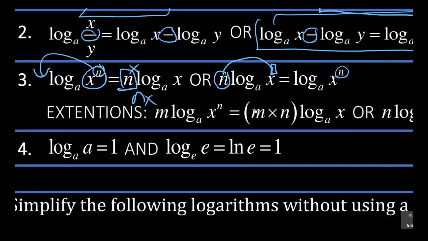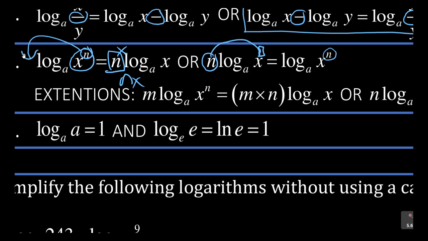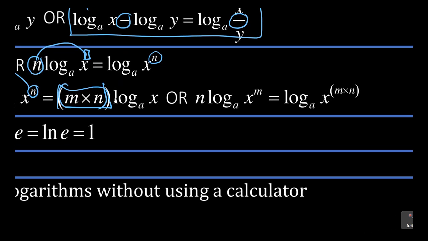Now, an extension of this rule. If there is an m already here, but there is another n on top, when it comes down, these guys must multiply each other. Don't forget that. Always put a bracket. And at the same time, if you have m here and this n is here, when it goes to the top, it must also multiply there.